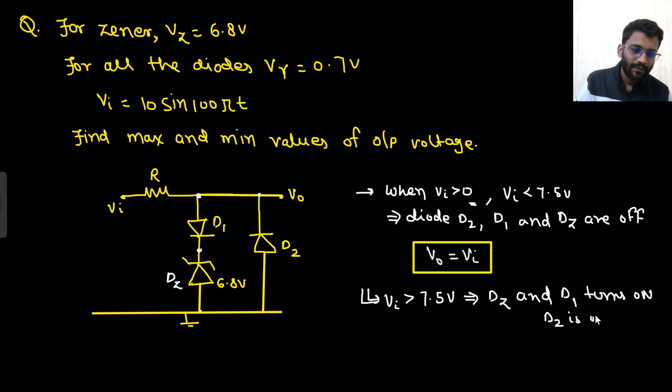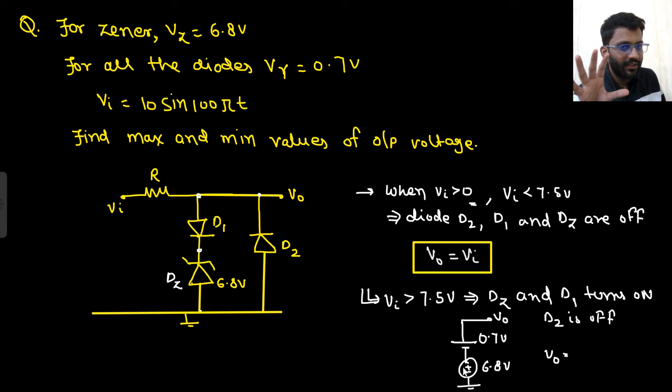So if D1 and DZ turn on, what will happen? D1 will be replaced with a battery of 0.7 volt and DZ will be replaced with a battery of 6.8 volt. This is grounded. This is 6.8 volt, and this is your V0. What will be your V0? 6.8 is fixed because it is a Zener, so it will give a fixed voltage. Also, the diode is on, so it will also give a fixed voltage, that is 0.7 volt. So 6.8 plus 0.7 means 7.5 volt. So it will always be 7.5 volt. That is the maximum value that you can get.